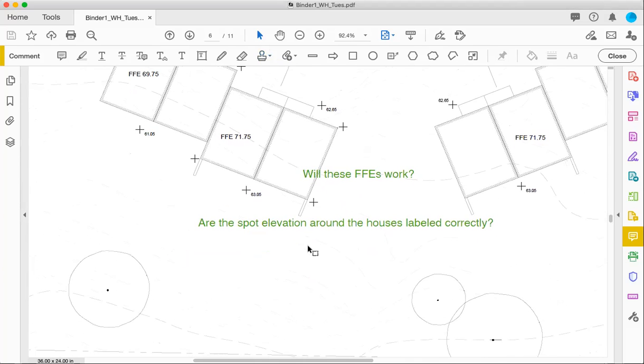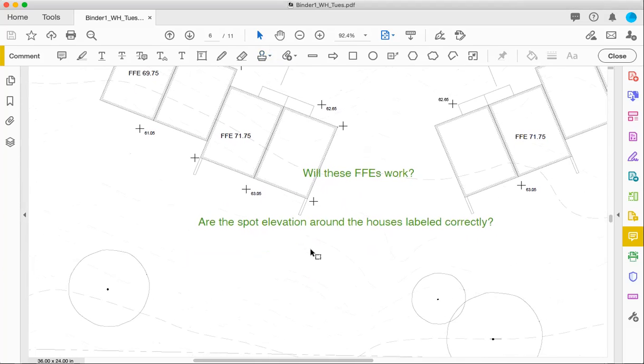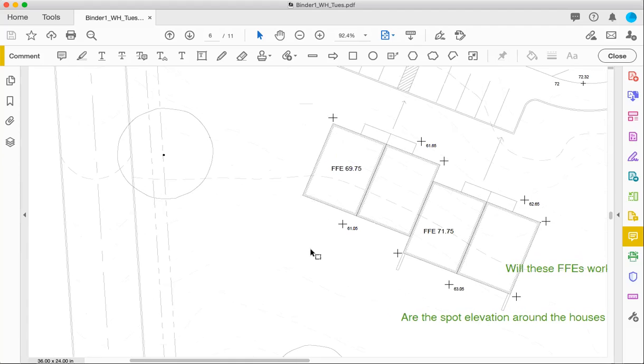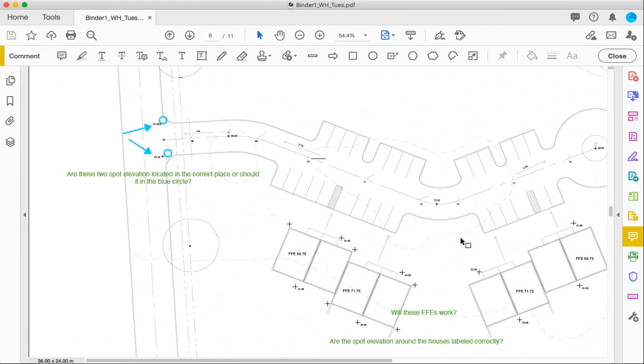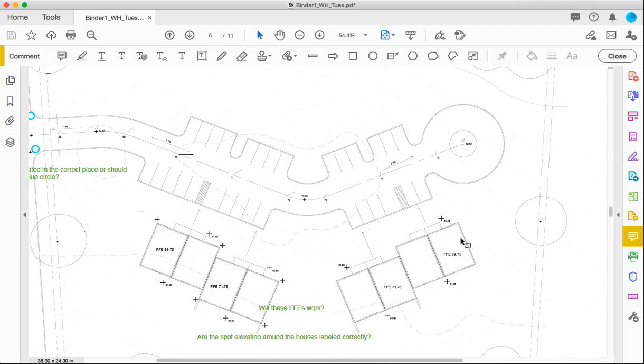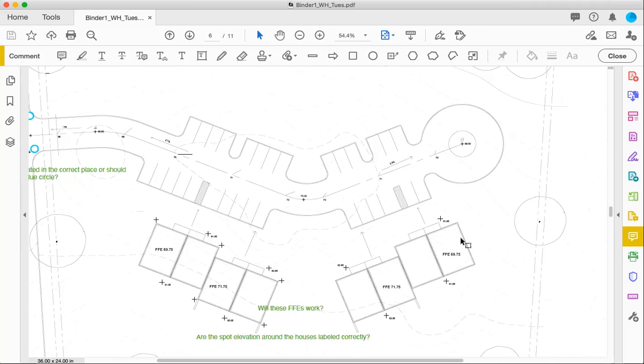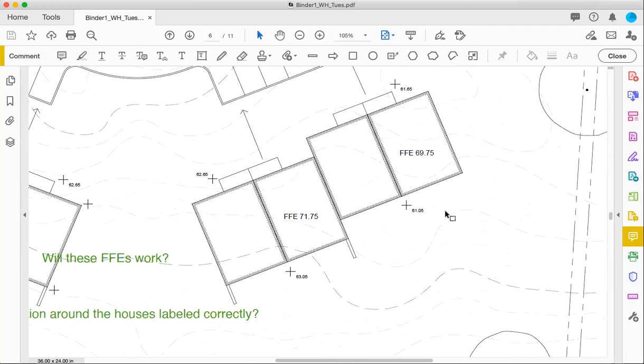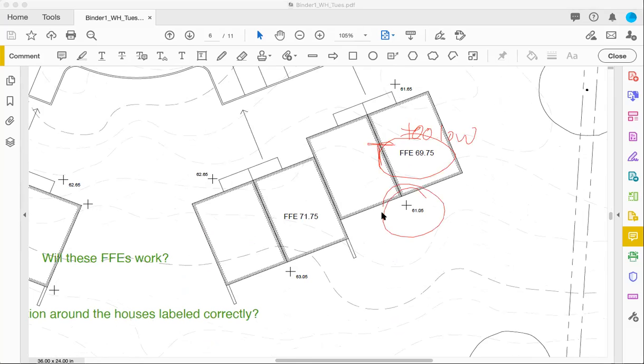So around the house, labeled correctly. In terms of your FFEs, let's take a look at them first. Definitely this is too low. If this is the top FFE, then it is definitely too low because you're at 61.05 at the bottom.